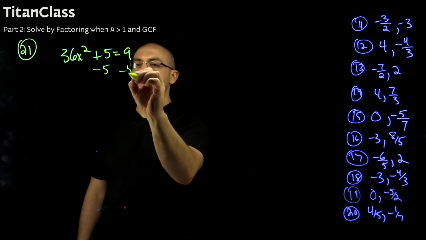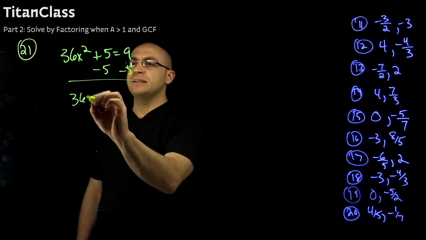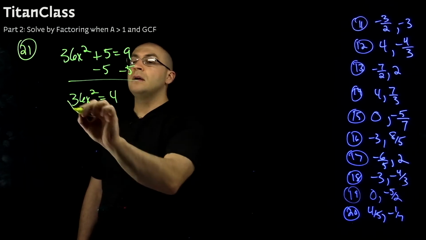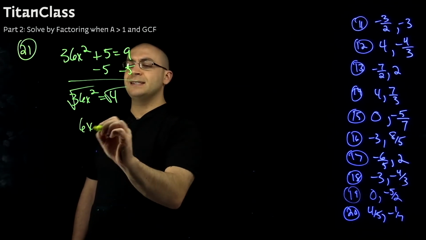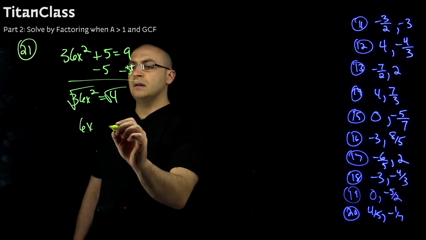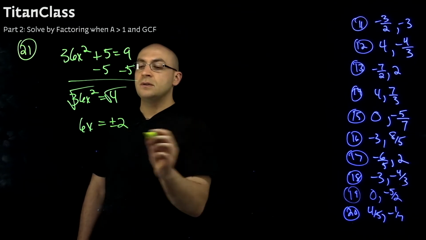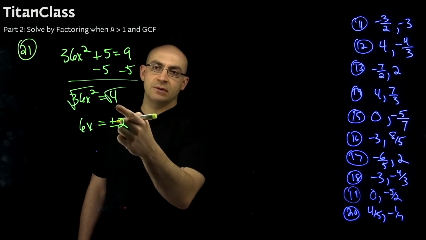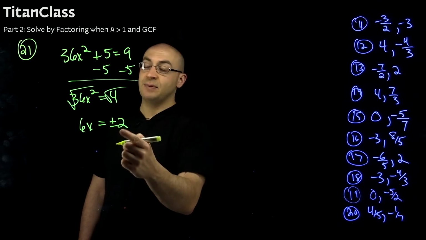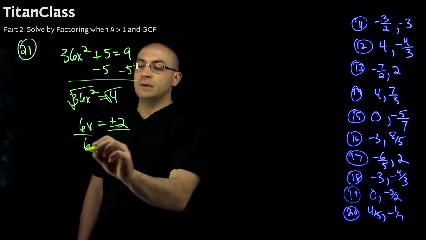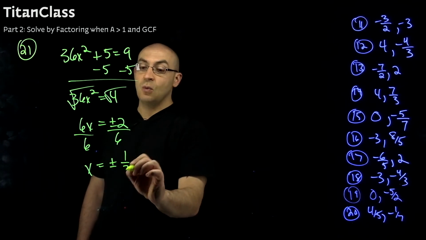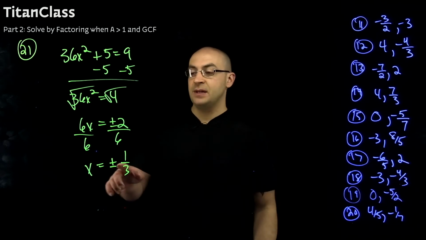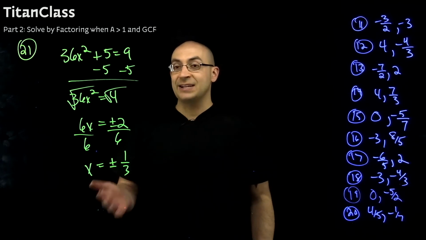So kind of like complete the square. So minus 5 on both sides gives me 36x squared equals 4. I'm going to square root both sides, and I'm allowed to do that here, right? So then we'll have 6x equals plus or minus 2, right? So it's plus or minus because when I square root a regular whole number, it's the positive and the negative version of that. So when I divide by 6 on both sides, I'm going to get x equals plus or minus, and I'm going to simplify this fraction, 1/3. So that is my answer. It's going to be x equals positive 1/3 and x equals negative 1/3.